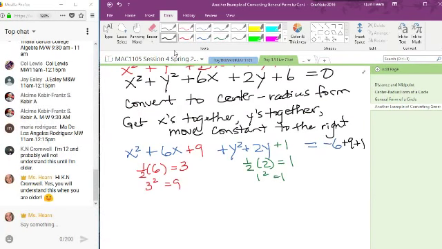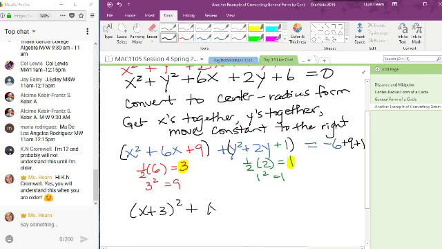Okay, so now we are going to have to factor each of these perfect square trinomials. And remember, whatever number you got when you took half, that's the number that you're going to use to factor. So x plus 3 squared plus y plus 1 squared equals, and now we have negative 6 plus 9 is 3, plus 1 is 4.